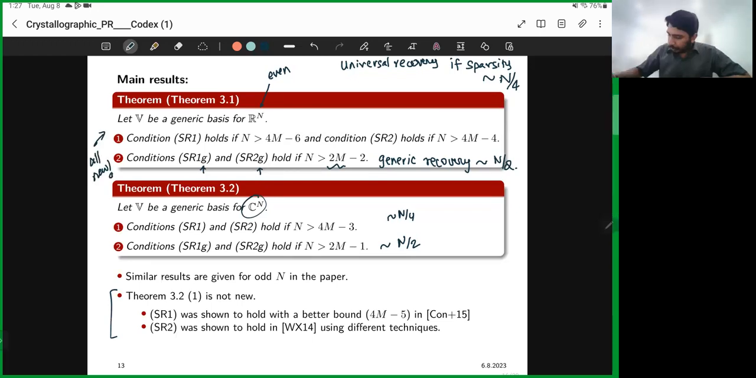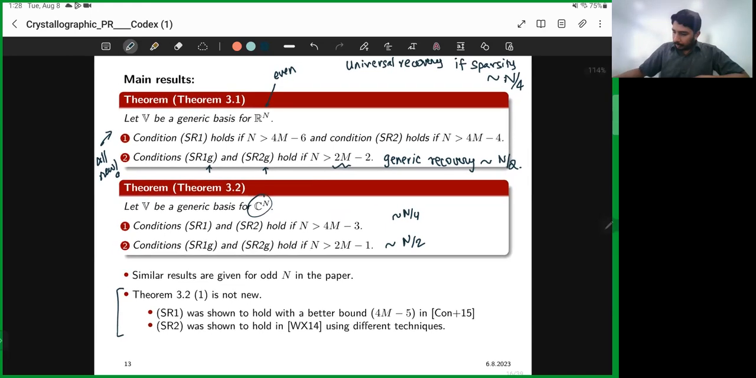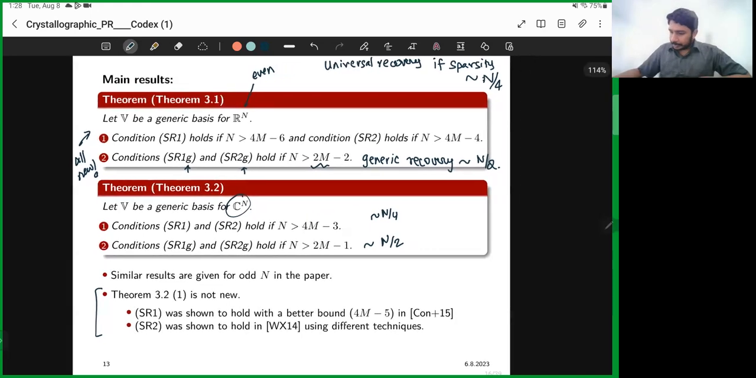Okay, so this was shown to hold with better bounds in Dr. Ediden's prior paper with 4m minus 5. And then Wu and Zhu and Wang showed this using different techniques, but we still provide a proof for that in our paper, albeit a different one. Okay, so those are the main results.